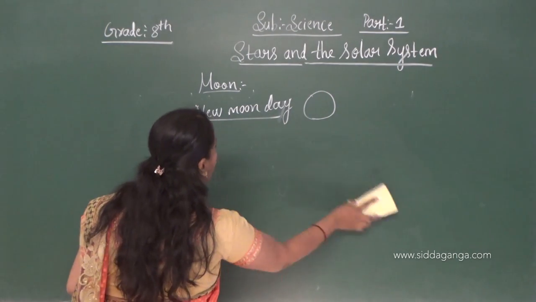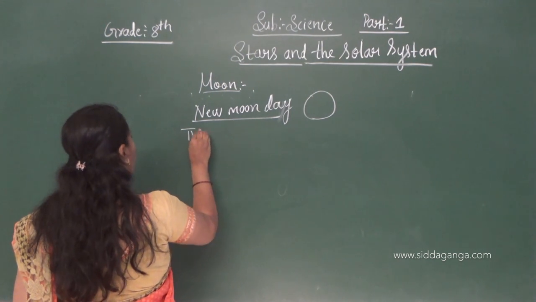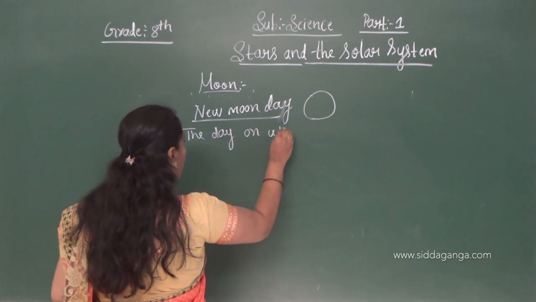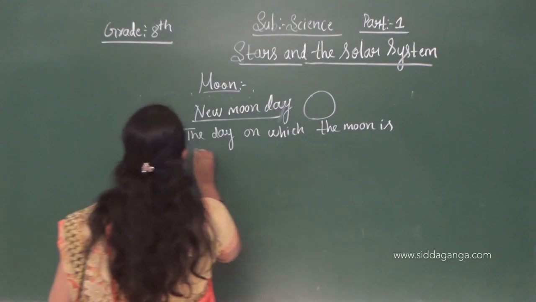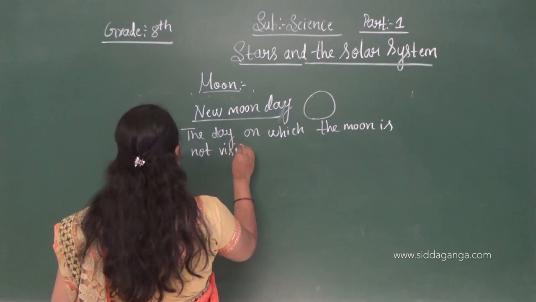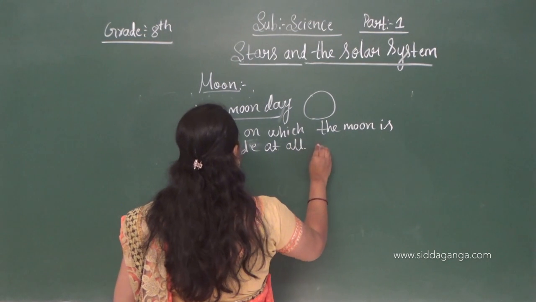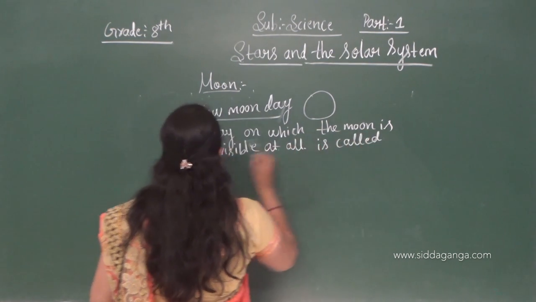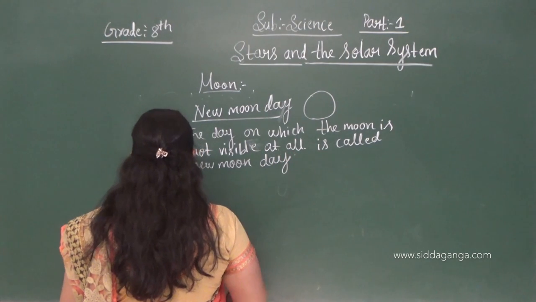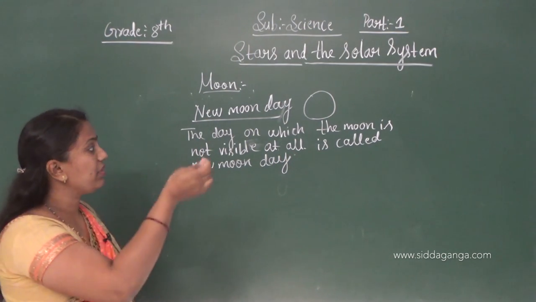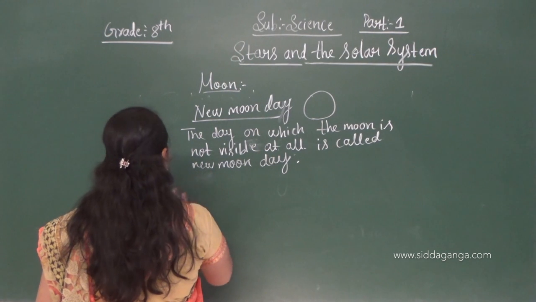Okay, so we will know about one by one. So what is new moon day? The day on which the moon is not visible, we call it new moon day. One small curved portion we call a crescent moon, after some days of new moon day. So next one is full moon day.